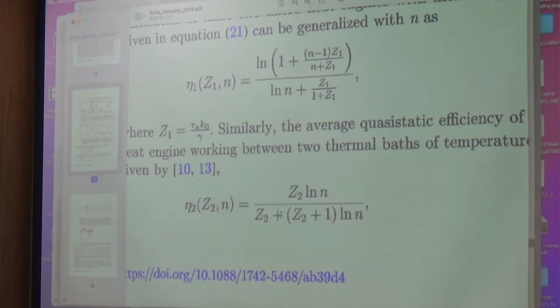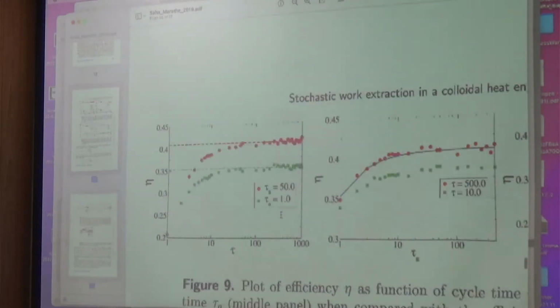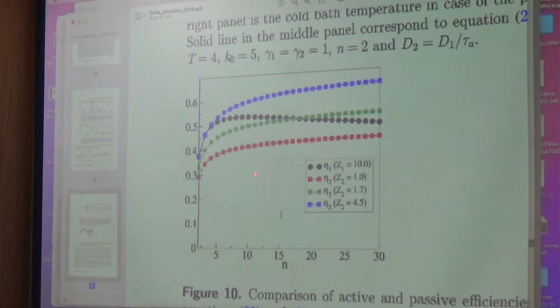Why was the red line behaving so differently? Not the red line, the black line. The black line is the active part actually. So our take was whether the active system is efficient or not in comparison to the passive one, whether it is more efficient or it depends on the parameter that we are using. It is not universally true that active systems are more efficient, at least for this model.